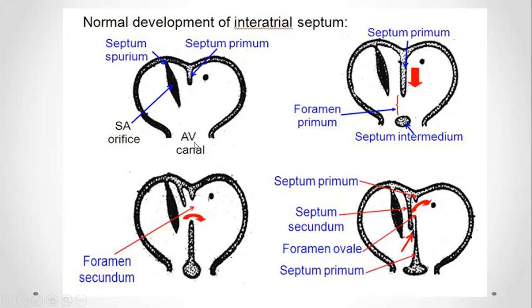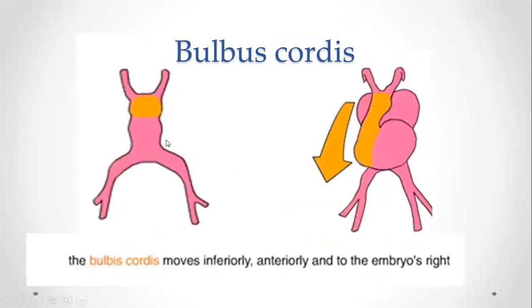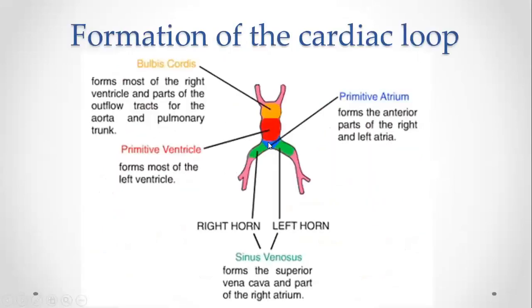There is also the AV canal here, through which the atrium communicates with the ventricles. As you can see here, they are all a single tube. Here was the primitive ventricle. As you can see here, this is the primitive ventricle.